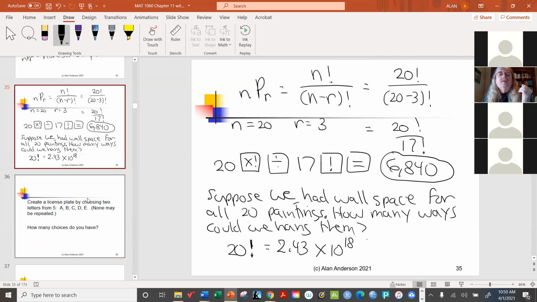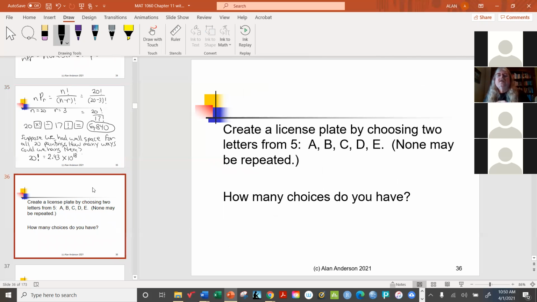Okay, so the premise of this question is that you're going to pick a license plate and you get to choose yours, by picking 2 letters out of 5. None of them, though, can be repeated. All right, that changes everything. I'll show you how in a minute. But let's say that you have to pick 2 unique letters. How many choices do you have?